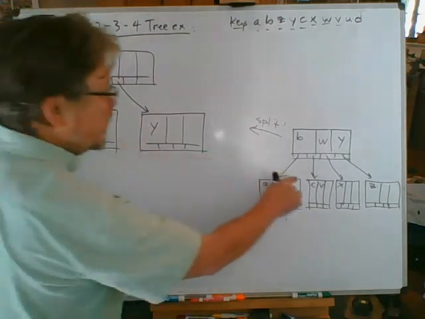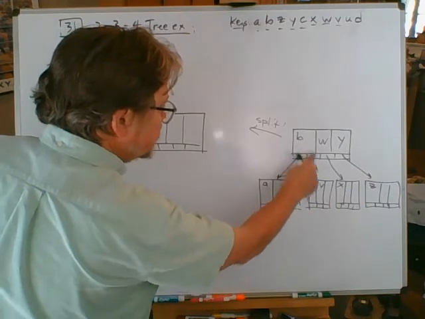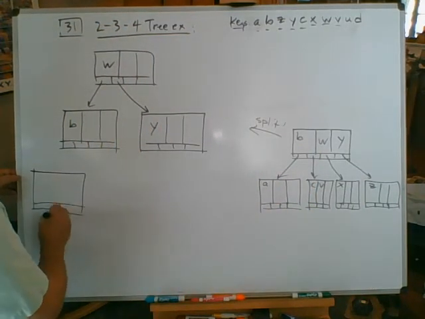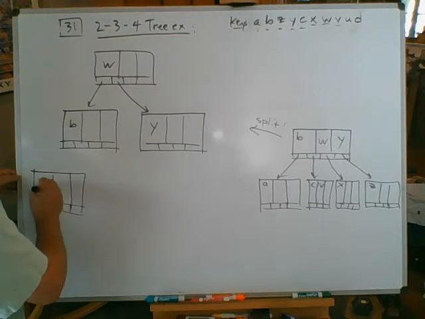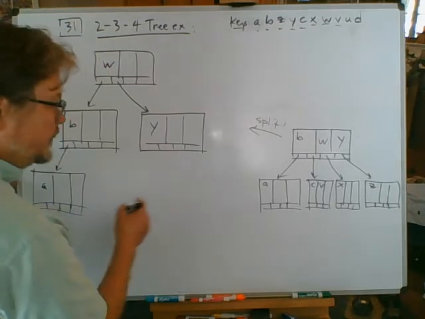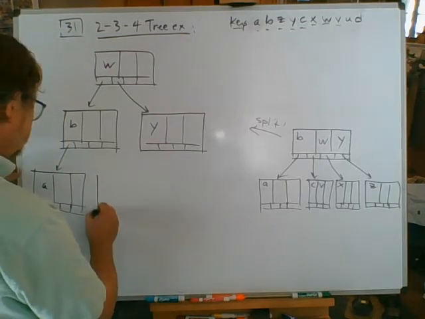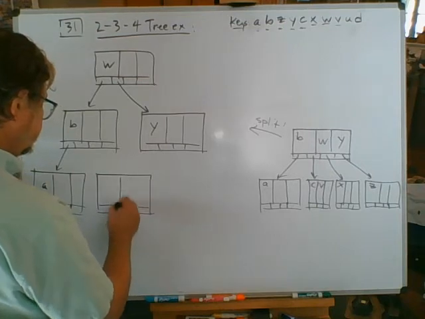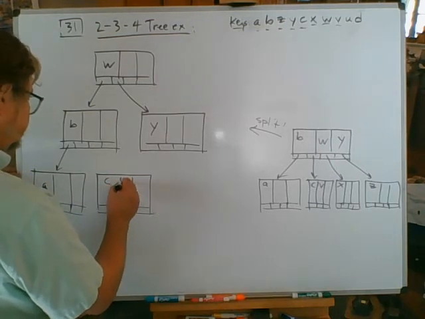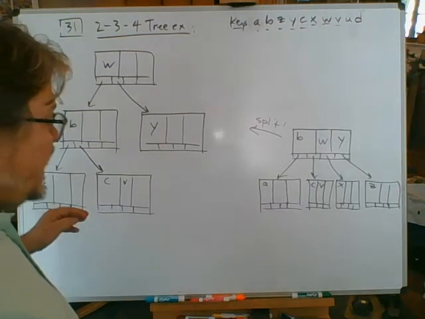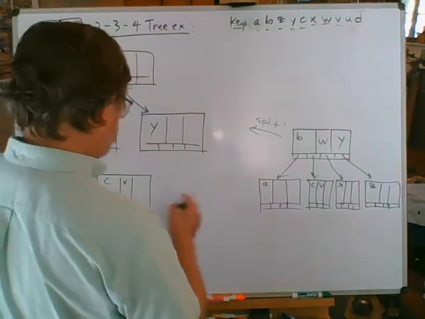And who gets which kids down here? There are 4 kids. B gets the first 2, A, and C, V. And Y gets the other 2, X and Z.